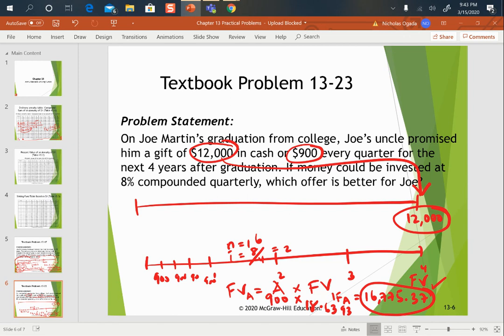Again, we're assuming the $12,000 is to be received at the end of 4 years, or you get $900 every quarter for the next 4 years.